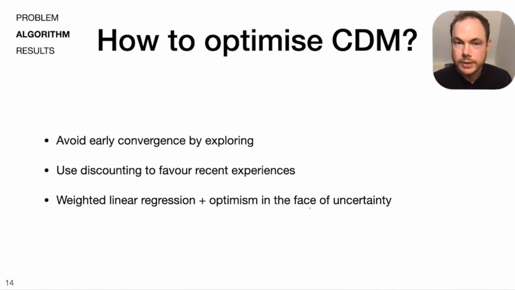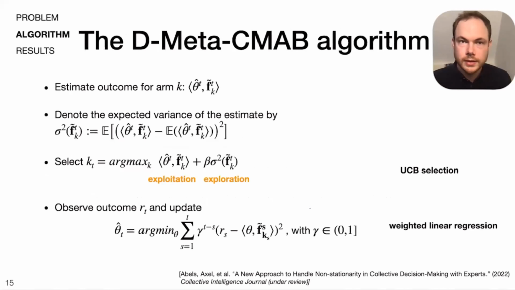And for the former, the need for exploration, we're going to use the optimism in the face of uncertainty principle. In short, this means that if we have some uncertainty about the outcomes, we're going to assume that the world is as nice as possible by using this uncertainty as a bonus. So we can compute the estimated outcome for each option as a linear combination of advice. We can also compute an expected variance for each option's estimate. And what we'll do is select the option that maximizes a weighted sum of these two terms. This ensures that we have an appropriate balance of exploitation and exploration.